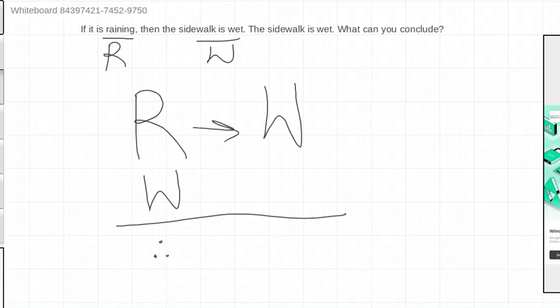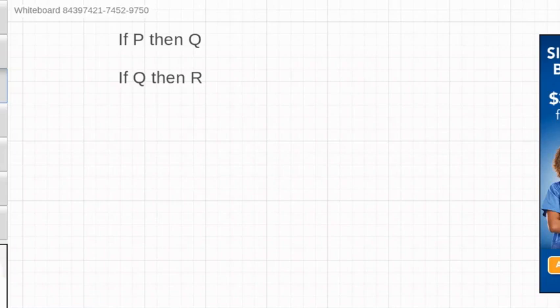The answer for this would be invalid. The sidewalk can be wet for many, many reasons. It could have snowed, or there might have been a sprinkler that went off. Doesn't necessarily mean that it rained. If we had that it rained, then our answer would be W. But for this, it's invalid.